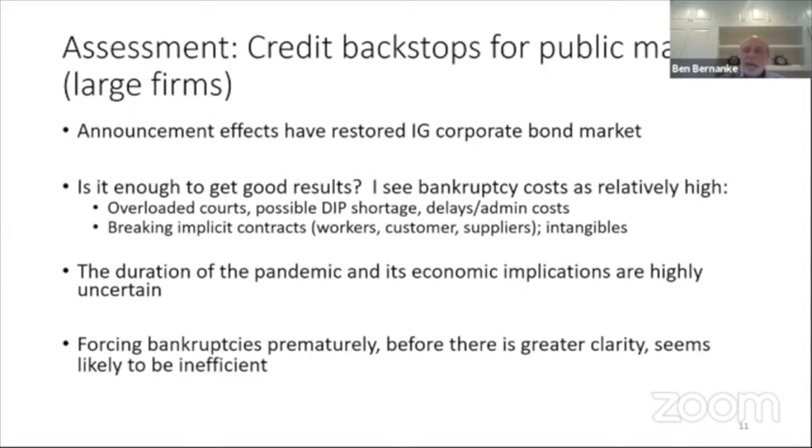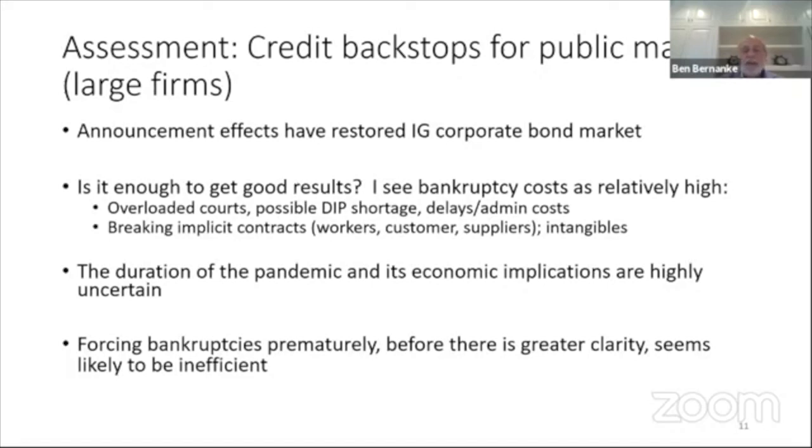For reasons that are listed there, I won't get into. I think bankruptcy costs are actually fairly large. There are substantial both direct and indirect costs of a big firm going into bankruptcy. It's true that the recession is expected to last a long time, but the pandemic element itself and the economic implications are very uncertain. It could be that in 6 months we have a vaccine and we're back to flying and going to movies and doing all those things again. It could be that those things will never come back.